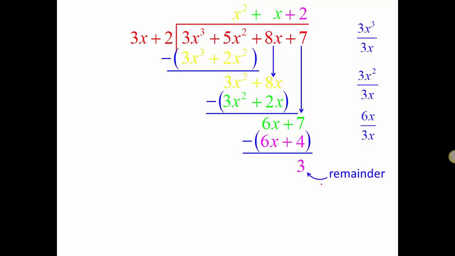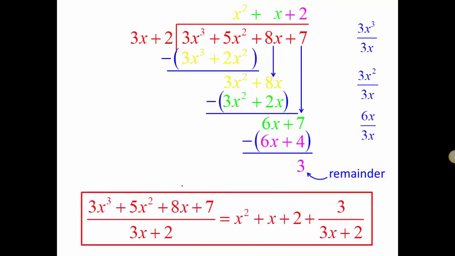So, using my formatting rules that I established a minute ago, I'm going to write my answer as my quotient, x squared plus x plus 2, plus my remainder, 3, over the original divisor, 3x plus 2. So 3x cubed plus 5x squared plus 8x plus 7 over 3x plus 2, which was the original question, is equivalent to x squared plus x plus 2 plus 3 over 3x plus 2, the long division algorithm.